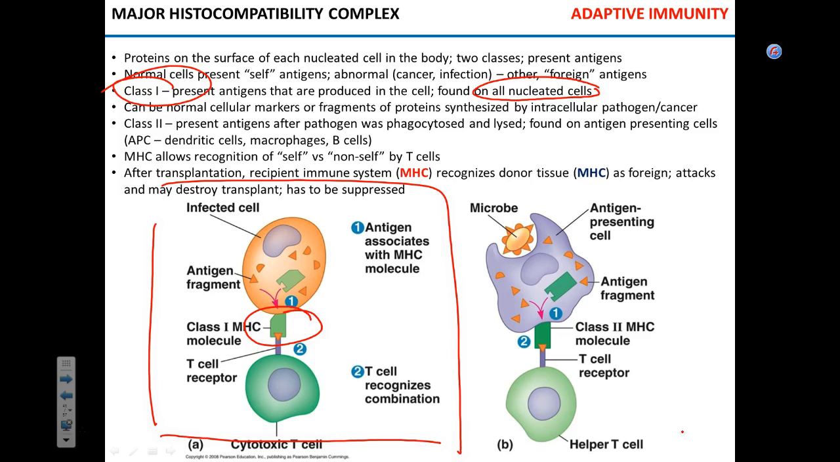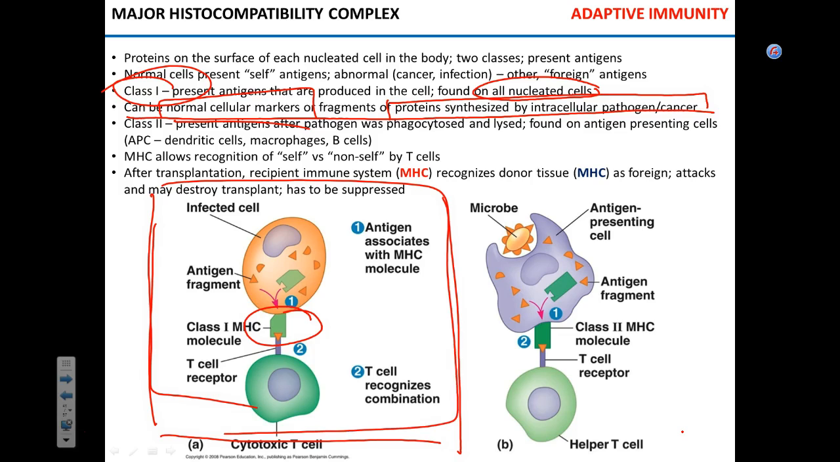Does that make sense? Same happens in cancer. In cancer cells, synthesis of those antigens is skewed, okay? And antigens that are presented on the surface of the cancerous cells are different from normal tissue. That's why your immune system is actually quite effective in recognition of the cancer cells. So, proteins synthesized in the cell, normal cellular markers or intracellular pathogens. That is shown on the picture 1. Okay.